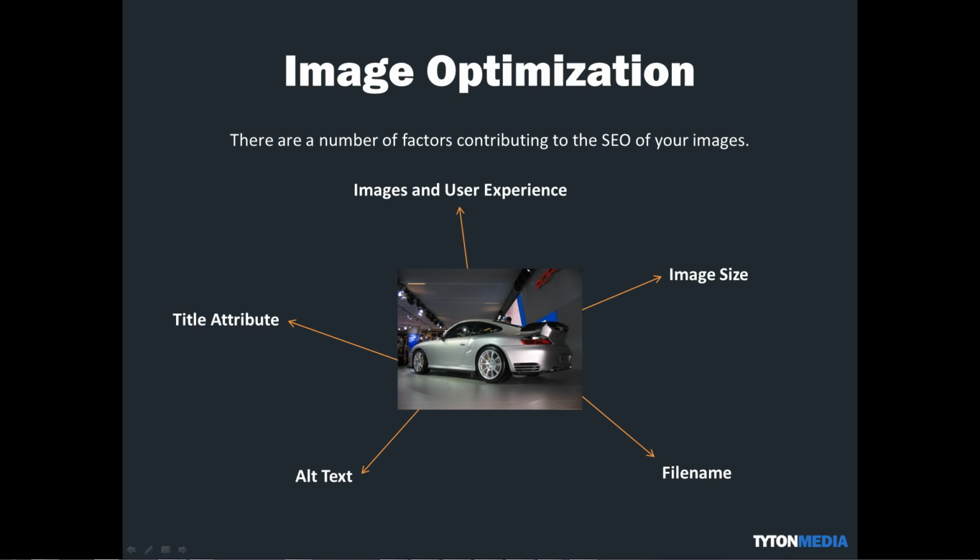Some other important pieces are the title attribute and the alt text. These are two tags that you put on the HTML and the image that describe the image, and they're very important in telling the search engine what your image is about. And then the image size itself is important as well as the file name, and we'll get more in depth with these in the slides that come.